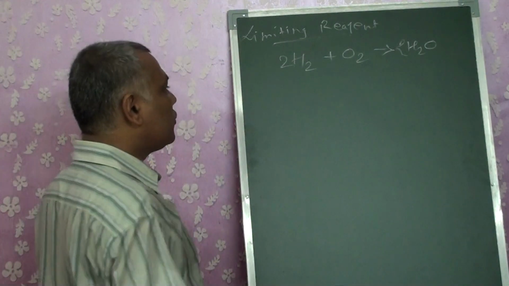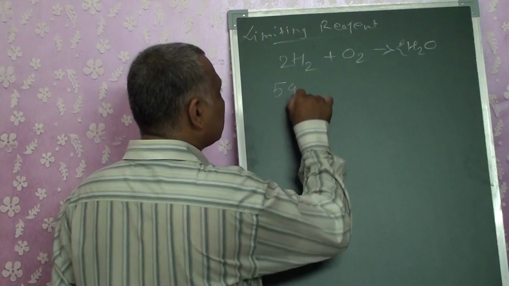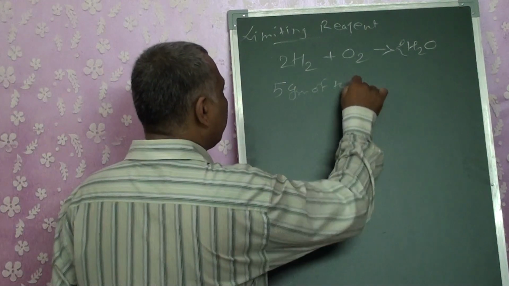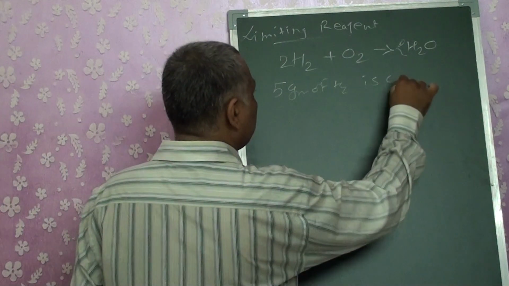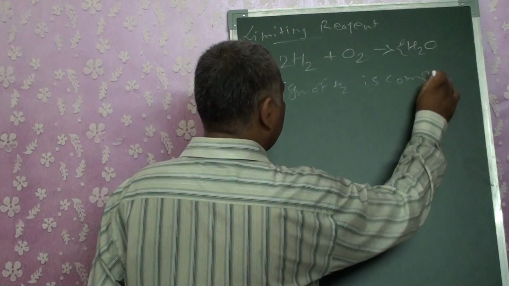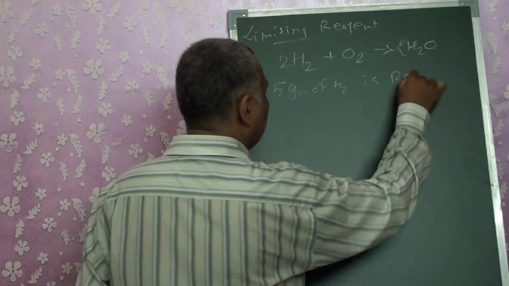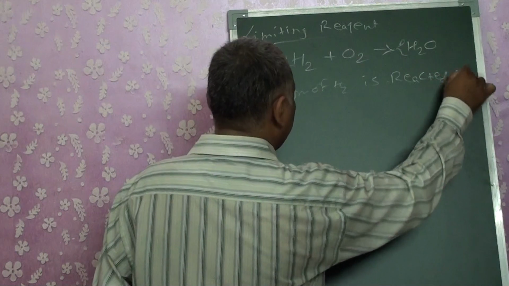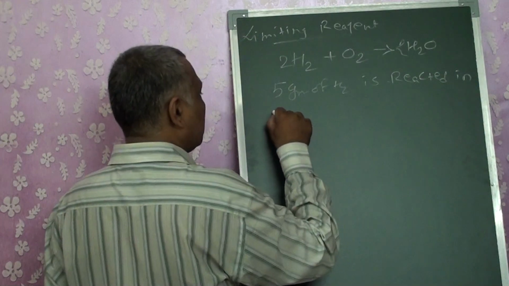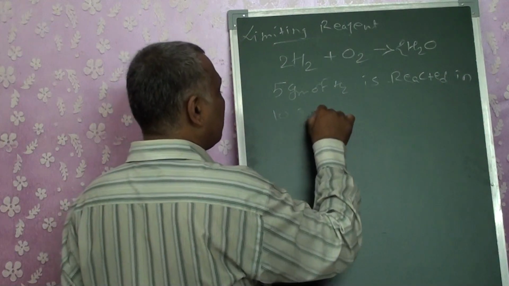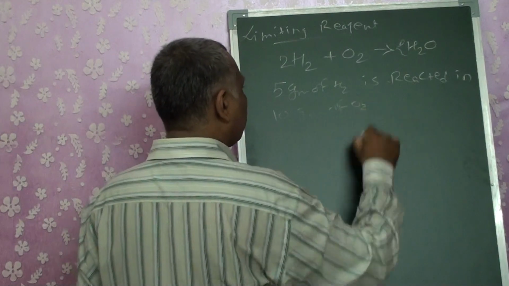Now it is told to me that 5 grams of H2 is reacted with 10 gram of oxygen.